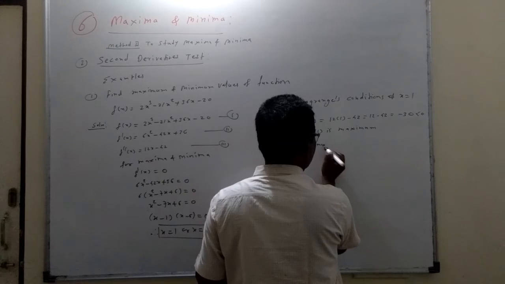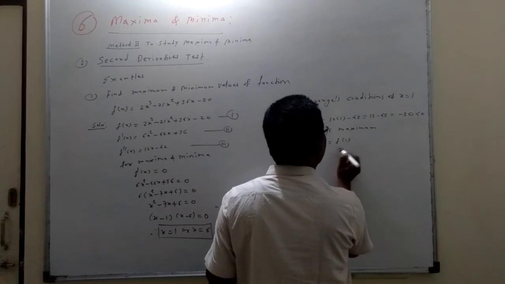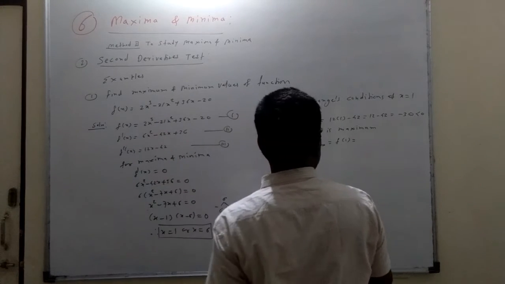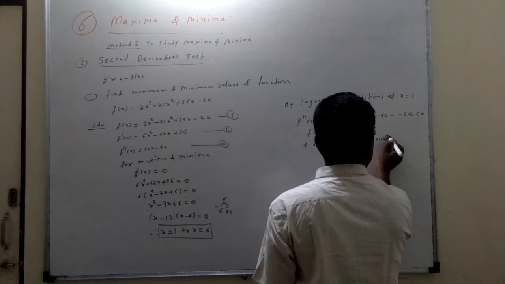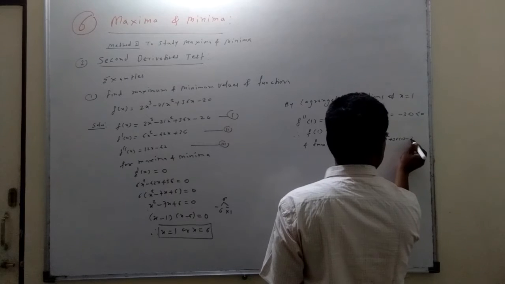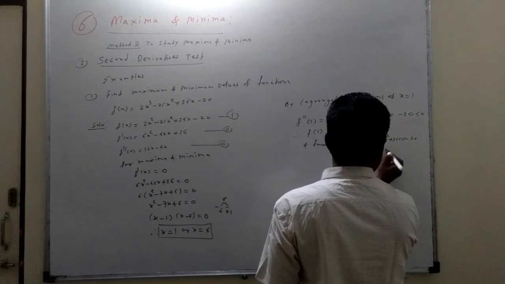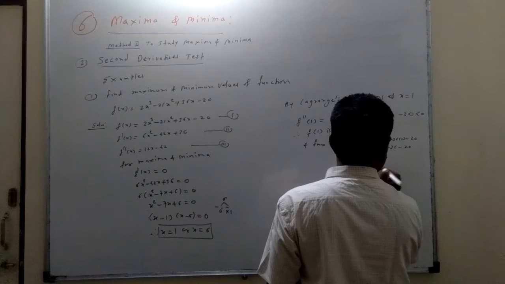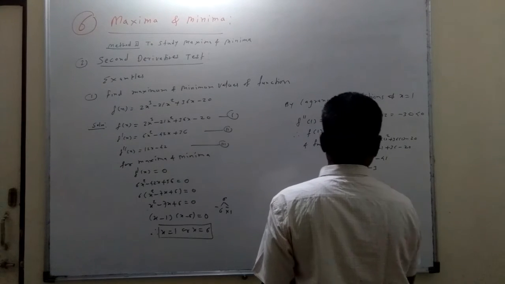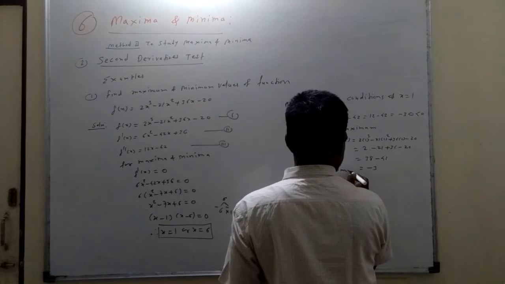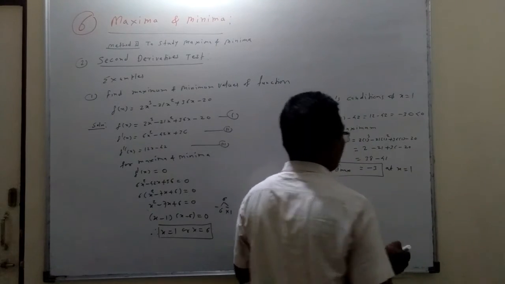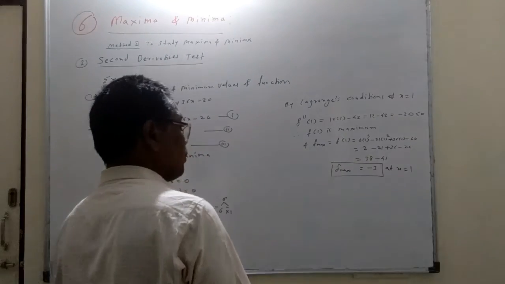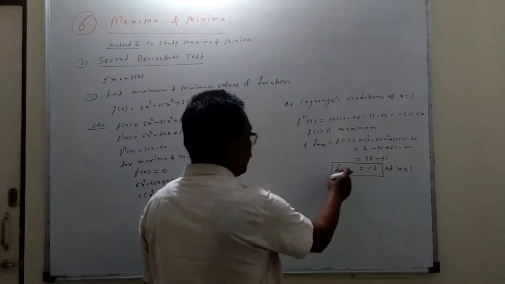And f max is equal to f of 1. Now put x is equal to 1 in the equation of the function: 2 into 1 cube minus 21 into 1 square plus 36 into 1 minus 20. So that is equal to 2 minus 21 plus 36 minus 20, so 38 minus 41, so minus 3. So the maximum value of the function is minus 3 at x is equal to 1. So x is equal to 1 is the stationary point or extreme point, and this value is the extreme value.